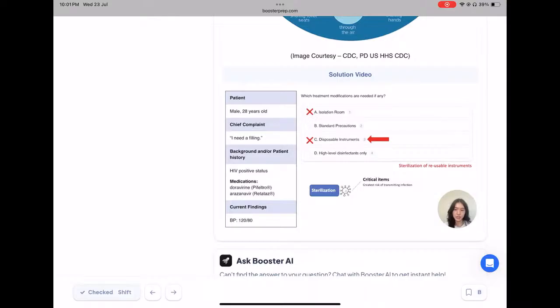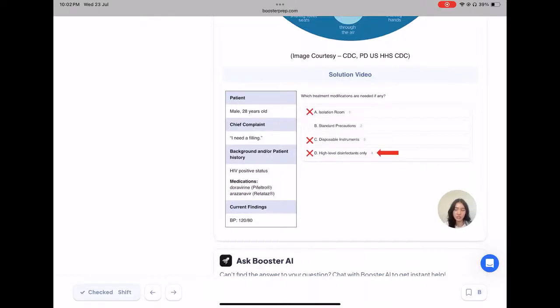Other dental instruments that are semi-critical, so for example, mouth mirrors, dental trays, and condensers, have a lower risk of transmission. They are still sterilized, and these are both part of the standard precaution, so we do not need to use disposable instruments for this patient, making C incorrect.